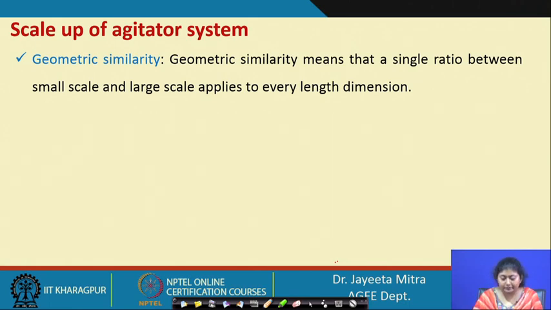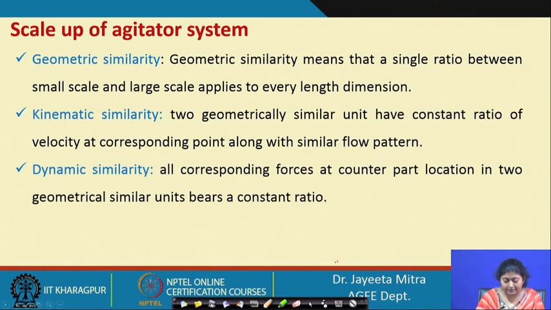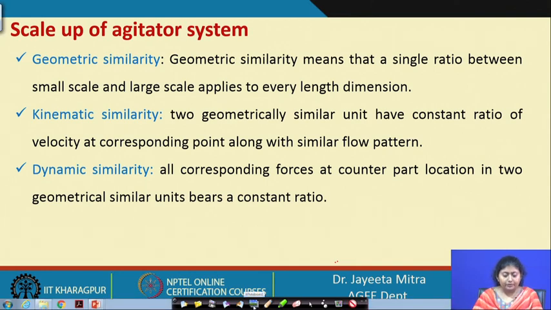Geometric similarity means that a single ratio between small scale and large scale applies to every length dimension. I mean, whatever scale we are increasing one dimension, we will increase all other dimensions by a similar factor. The next is kinematic similarity, in which two geometrically similar units have a constant ratio of velocity at corresponding points along with a similar flow pattern.